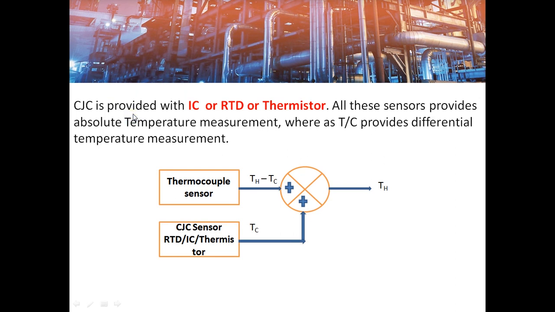Here you can see how the cold junction compensation is done. The cold junction temperature is measured by using an absolute temperature measuring sensor like an RTD, IC based temperature sensor, or a thermistor, and the output corresponding to this temperature is added to the actual thermocouple output, and the final output is proportional to the hot junction temperature.